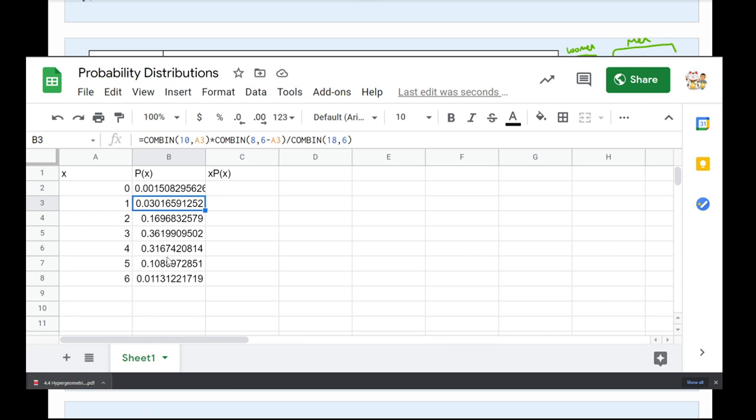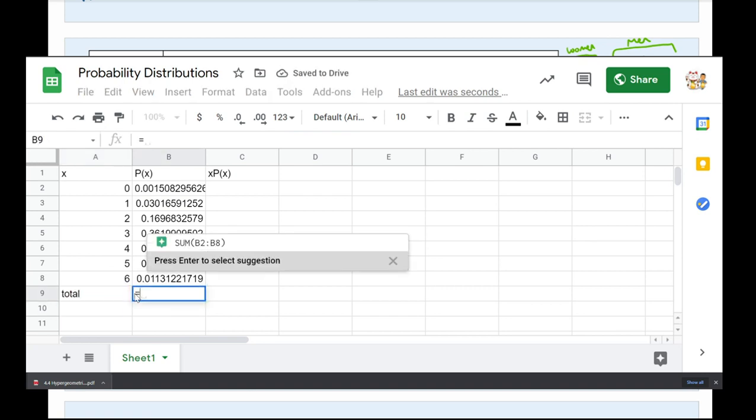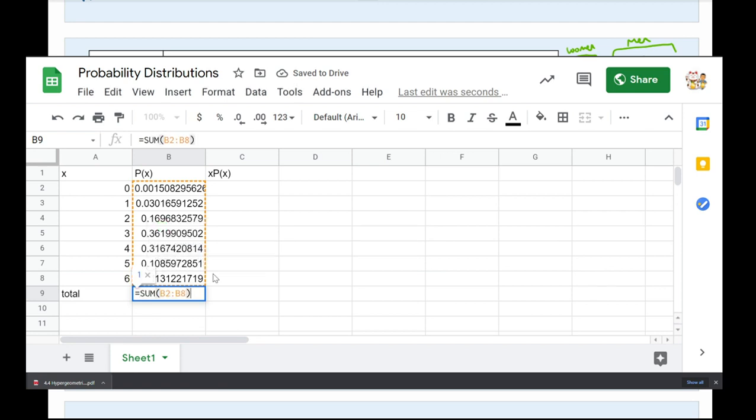0.17, 0. So again, a lot easier to go through and just take your time to enter it in once in Google Sheets, and then carry it down to fill out the rest. We can double check our total just to make sure that it does add up to 1, which it does, so that's good. So that means we should be on the right track.